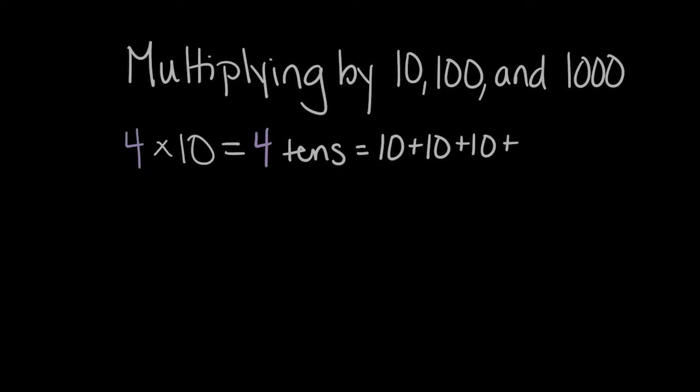a third 10 plus a fourth 10. Or 4 tens. And now let's count that. 10 plus 10 is 20, plus 10 is 30, plus 10 is 40. So our solution is 40, or a 4 with a 0. And this is the pattern that we've seen before. When we multiply 4 times 10, we keep our whole number of 4, and we add a 0 to the end for the times 10.